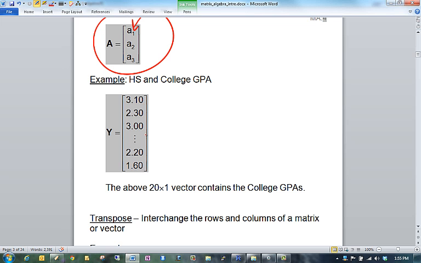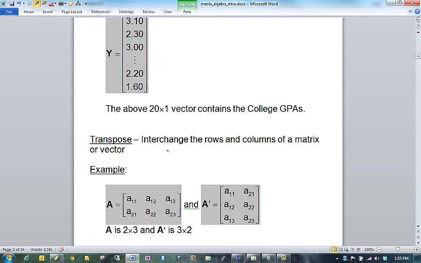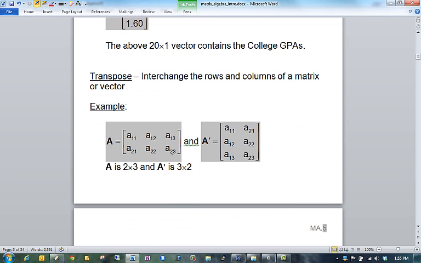Now sometimes we like to be able to rearrange the elements that are inside of a matrix, and we can do that by doing what's called a transpose. Simply that means you interchange the rows and the columns of a matrix or vector. So for example, here's my original matrix A that we had before. And when I put this little tick mark there, or apostrophe, we actually call this a prime. That's the standard notation or standard wording in matrix algebra.